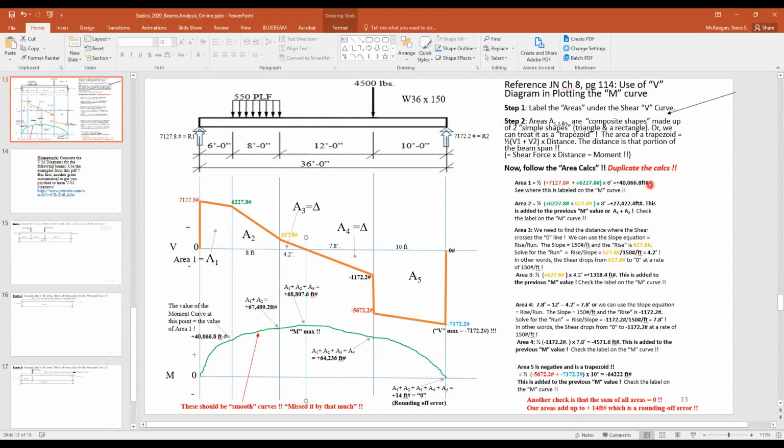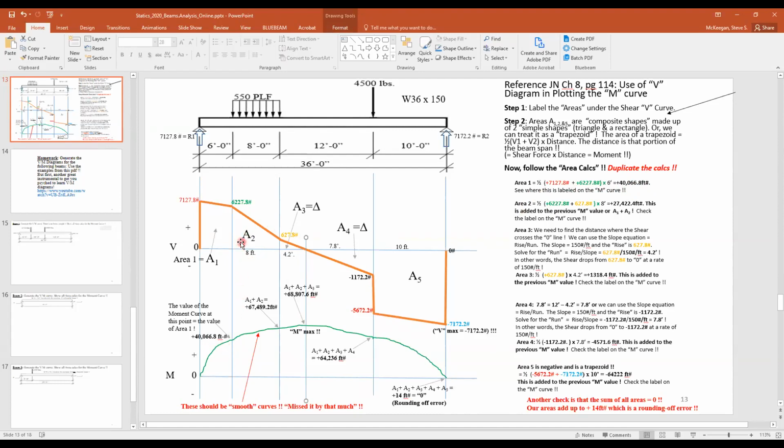Any questions on area 1? Don't try to break it up into a rectangle and a triangle. You're working too hard. Get the pattern for dealing with a trapezoid. Everybody okay with this? Yep. Over here, that number right there is the value of the moment curve at this point. Okay.